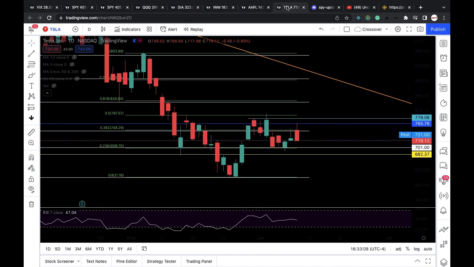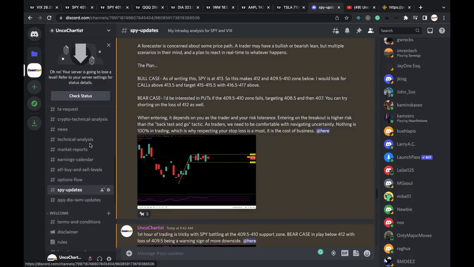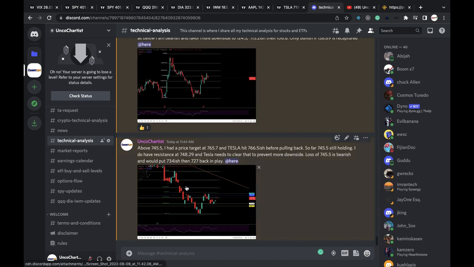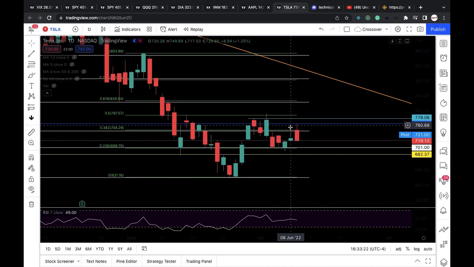Okay? Tesla. Had a very nice trade with Tesla. I had this in the Discord today. Wrote it right here. Okay? Loss of 745.5 is bearish. Would put 734 in play, then 727. Did it come true? Well, the 745.5 level is right up here. We lost it.